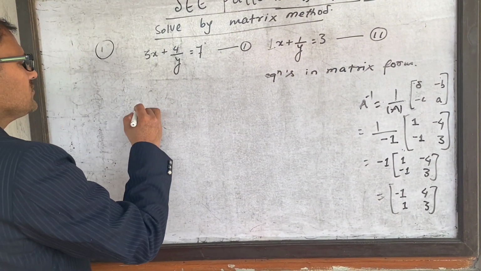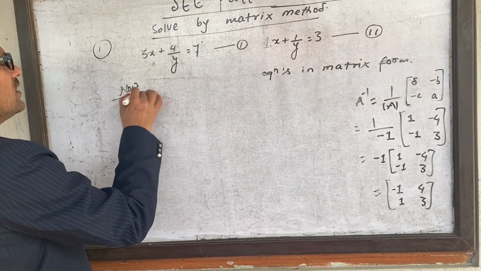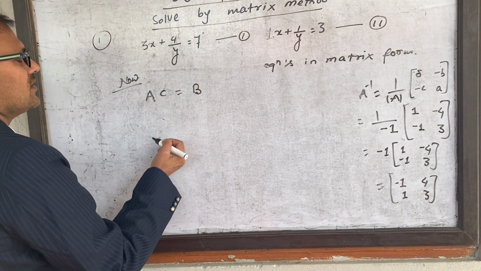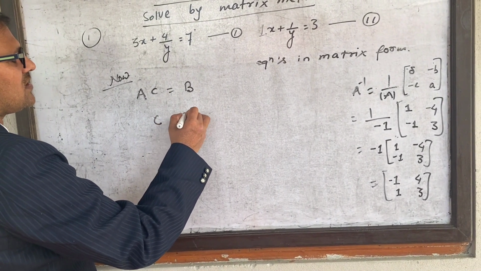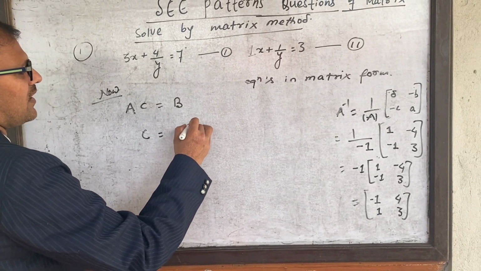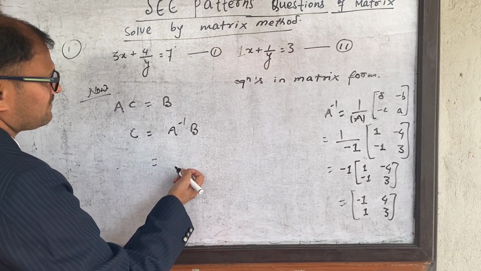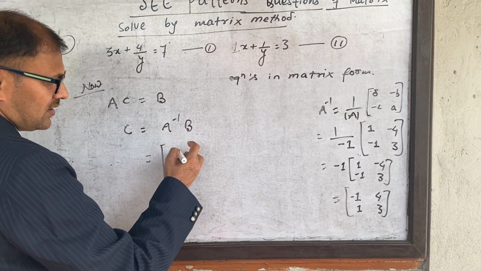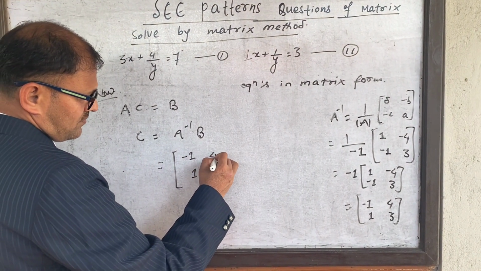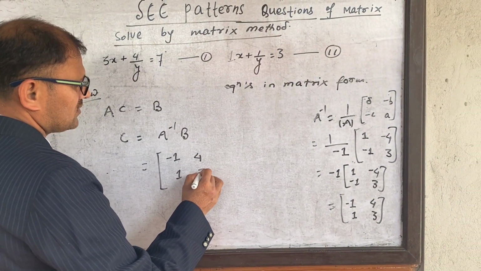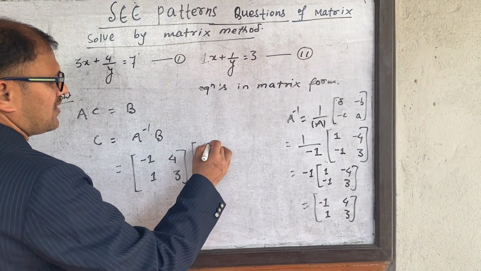Now AC is equal to B. That's why C is equal to A inverse B. That means A inverse means what? A inverse means minus 1, 4, 1, minus 3, and B is 7, 3.